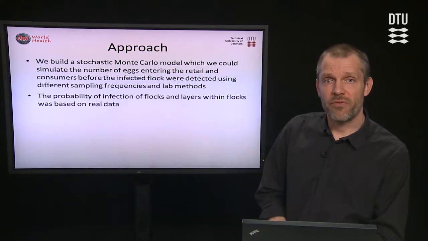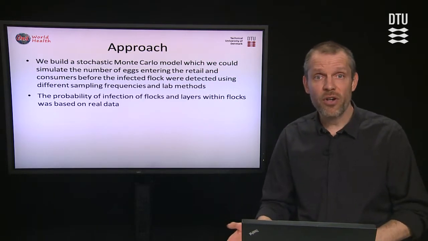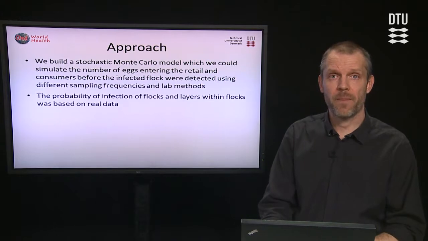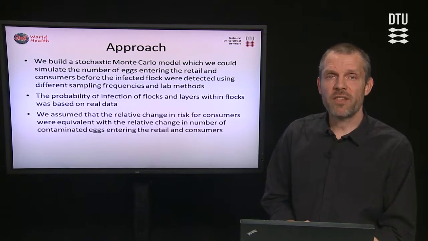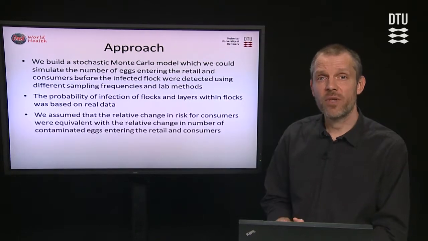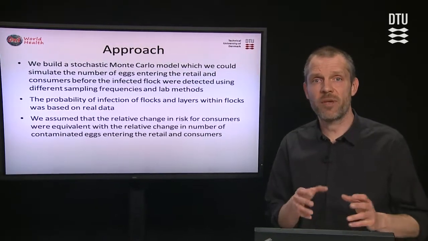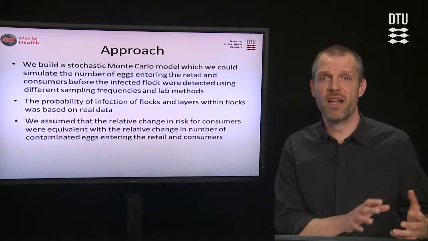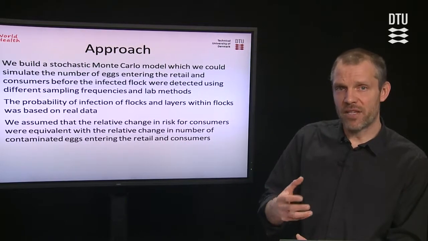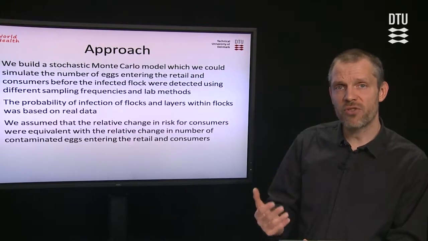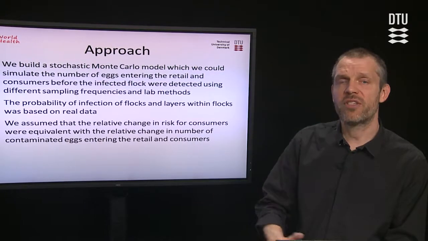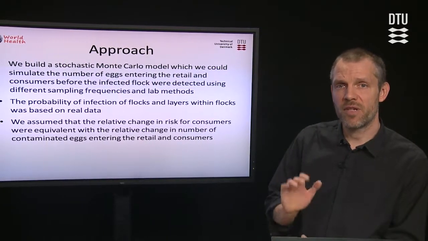The probability of infection of flocks and layers within the flocks were based on real data, so in this case we had some data to work with. We assumed that the relative change in risk for consumers was equivalent with the relative change in the number of contaminated eggs entering the retail and consumption. So if we were able, by the surveillance system, to reduce the amount of eggs entering the retail, we also reduce the risk for the consumers in a linear relationship.